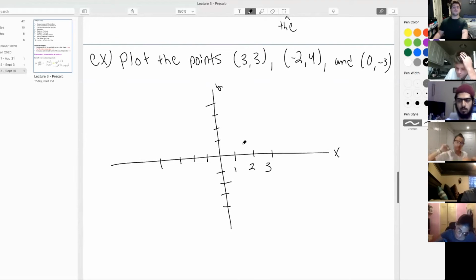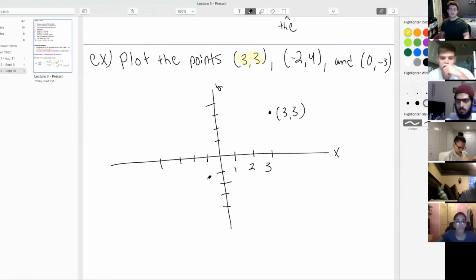All right. So let's do the first one. 3, 3. So the first one tells us I need to travel out on the x-axis 3 units and then go up on the y-axis 3 units. So let's do that. So 1, 2, 3 out on the x-axis, and now I need to go up 3 units on the y-axis. So 1, 2, 3. So that is 3, 3.